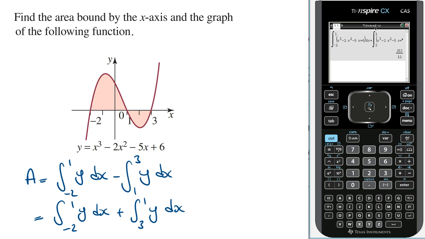And so the total area is equal to 253 on 12 square units.